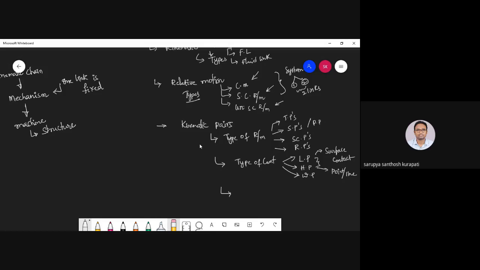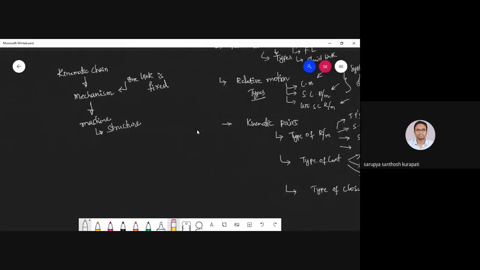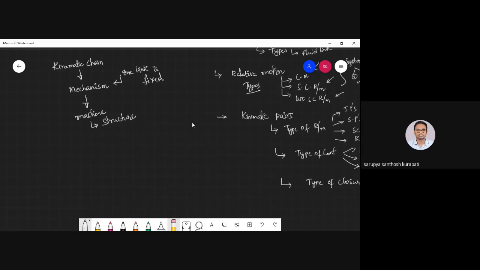The last one is according to the type of closure. We have discussed unclosed pair and closed pair, and I have given examples of cam and follower, and also automatic door closures. These are the examples of different types of kinematic pairs. And next we went on to discuss kinematic chain, and next, mechanism. A kinematic chain can be called a mechanism if one of the links is fixed.